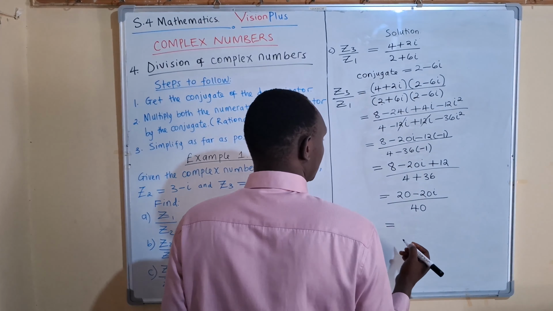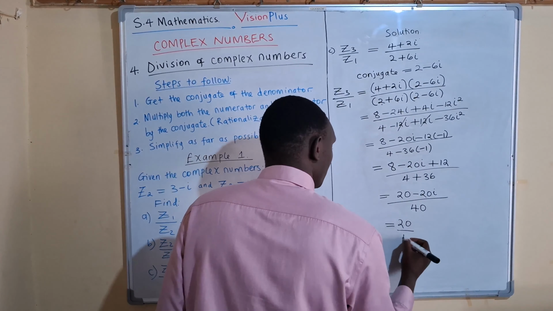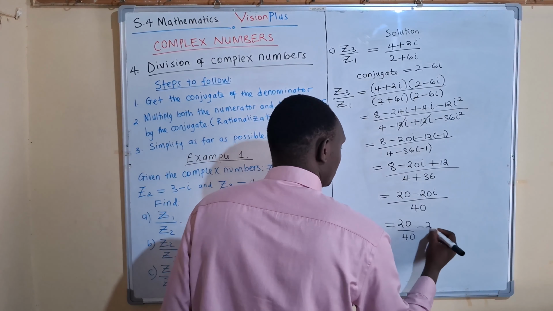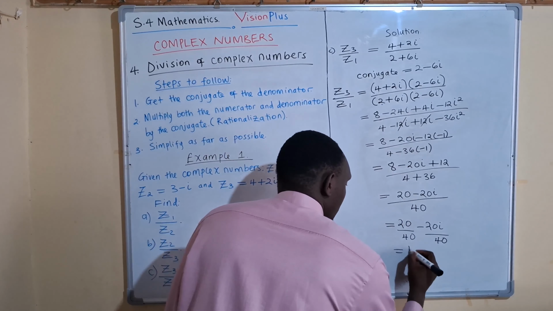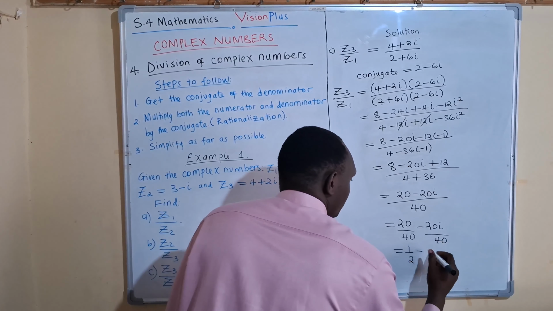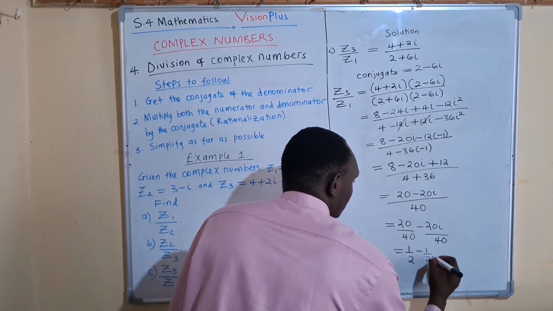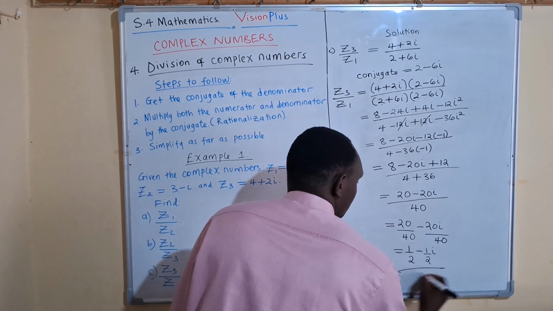And then we'll simplify. You can simplify this by distributing the denominator. So 20 out of 40 minus 20i out of 40. 20 divided by 40 gives a half, minus 20i divided by 40 is still a half i. So this is the answer for part C.